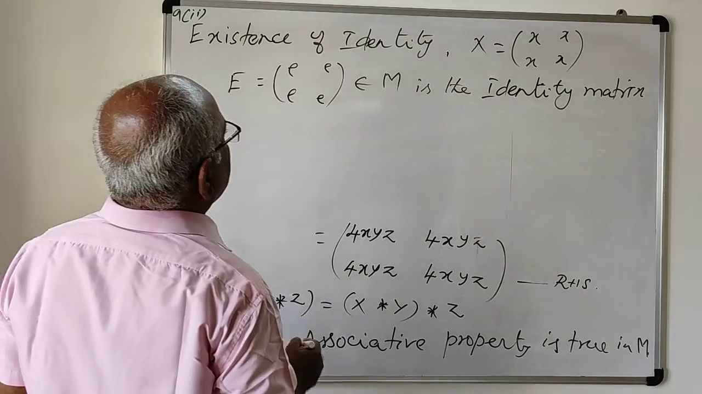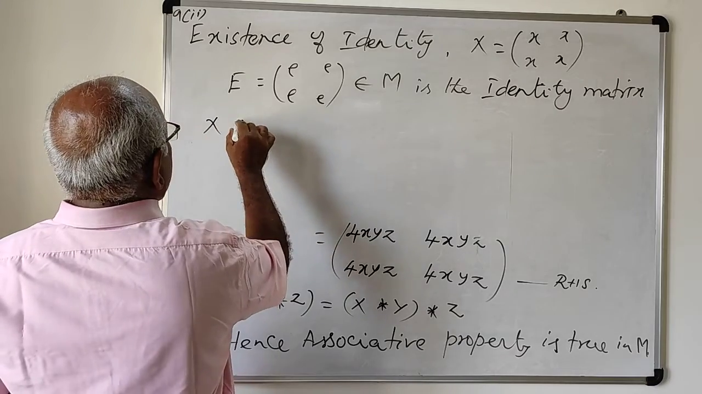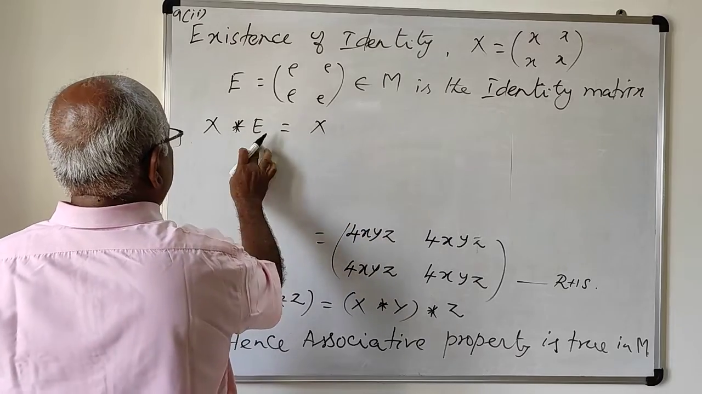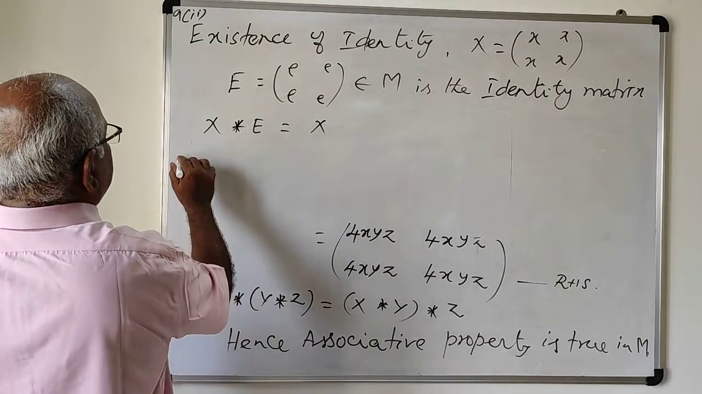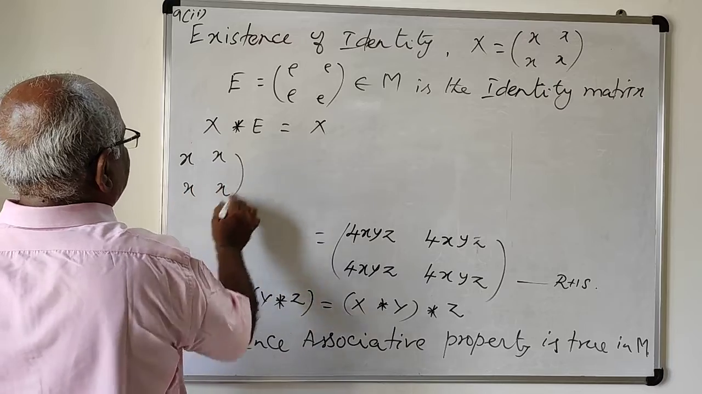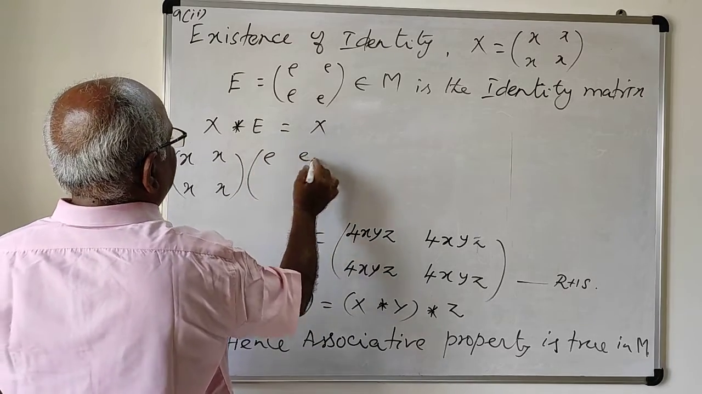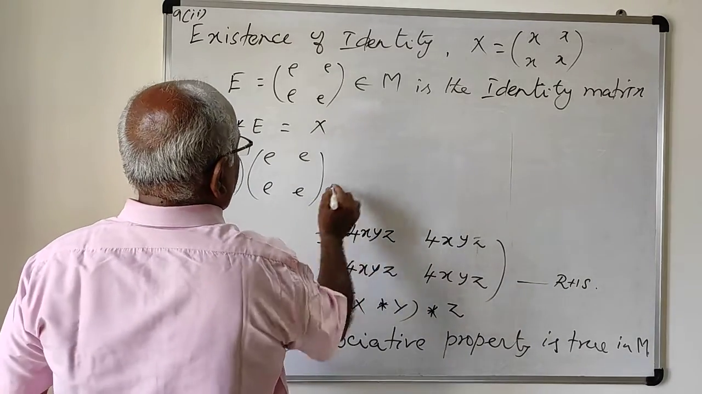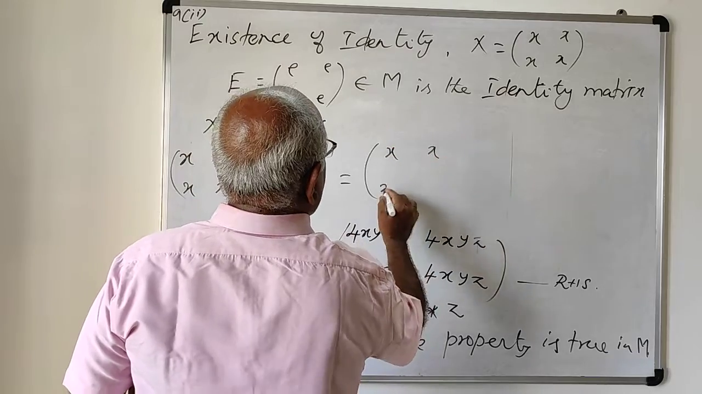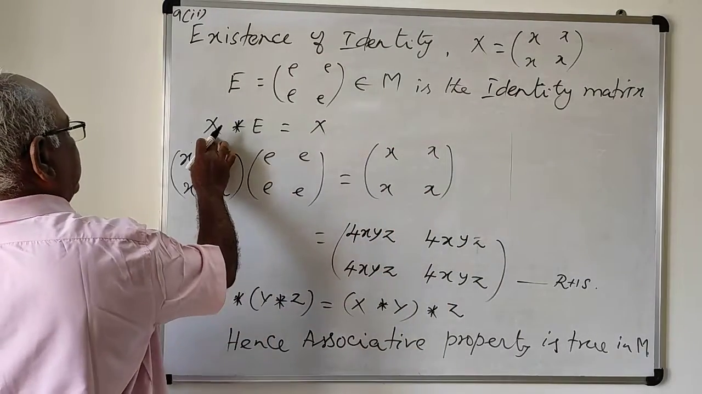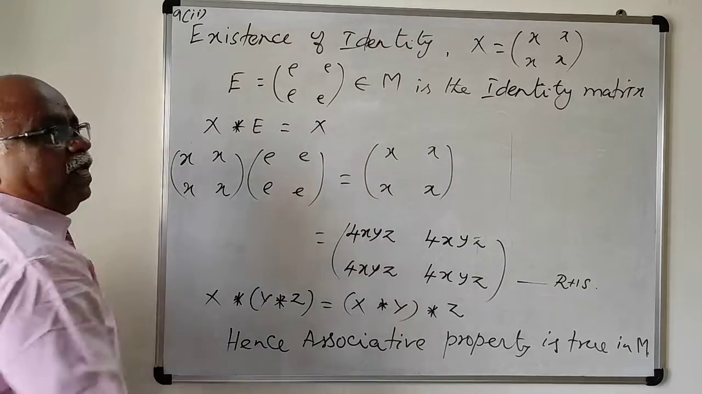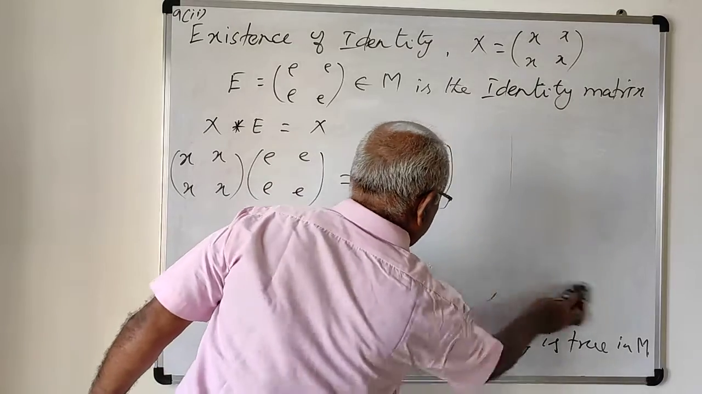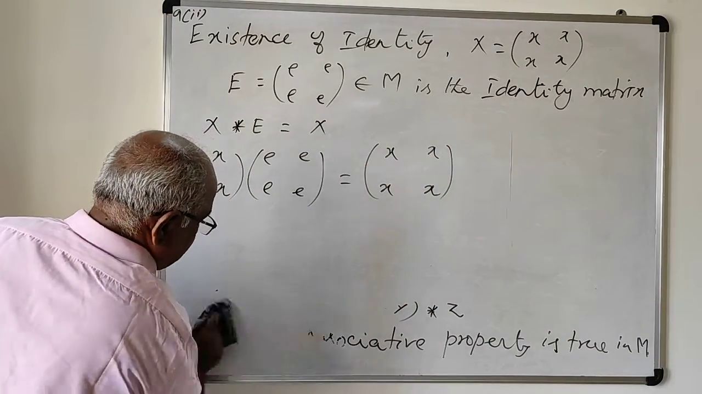That is, X star E equal to X. By the definition of identity matrix, X star identity equals the matrix X itself. X into E is matrix multiplication, and it is equal to the given X. A matrix with identity is the matrix itself. Therefore, we have to find out what E, the identity, is.